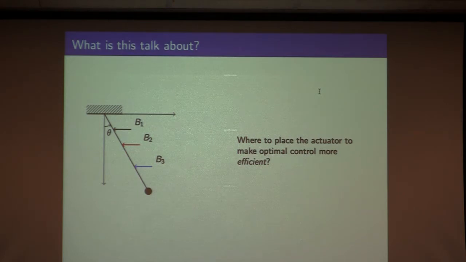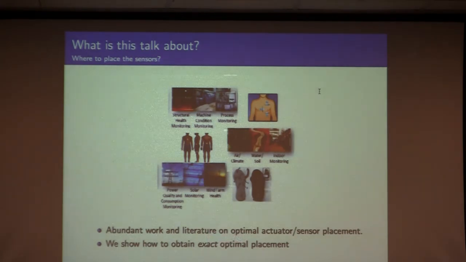So this simple problem here is very simplistic. What are these types of results applied to in general? Well, any kind of sensor placement problem. Here, sensors placed on the shoe, here, sensors placed on the human body, or here, in some very large scale sensing operation. And there is an abundant literature on optimal actuator and sensor placement, so I'm not going to say much about this. What we're going to do here is that in some situations we can obtain an exact answer, the exact location of the optimal actuators or sensors.